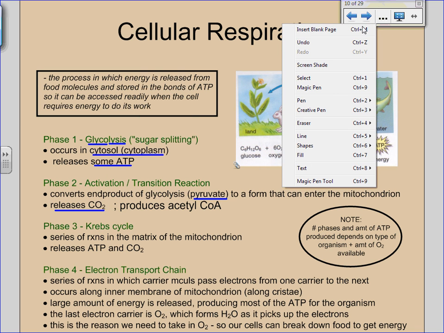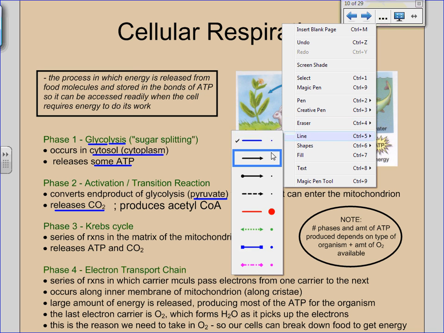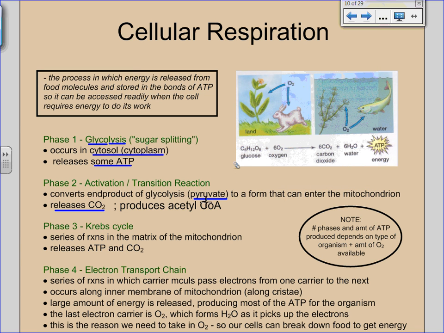Okay. So the acetyl CoA is a form that can enter the next phase, which is called the Krebs cycle. Krebs cycle has another name as well. Oftentimes it's called the citric acid cycle because one of the compounds that's in the citric acid cycle is citric acid. It's the starting material, so that's why it gets that name.